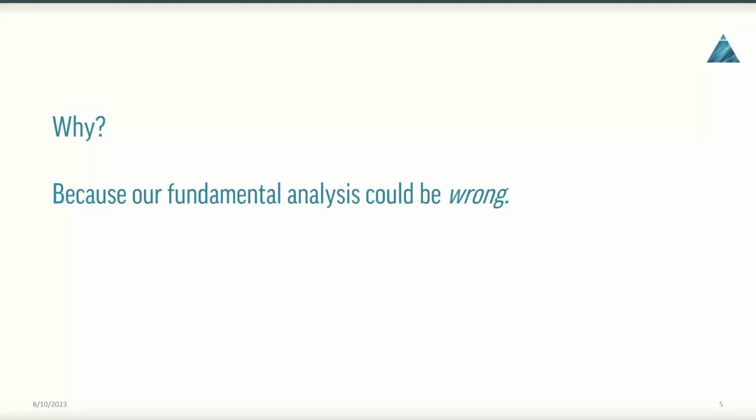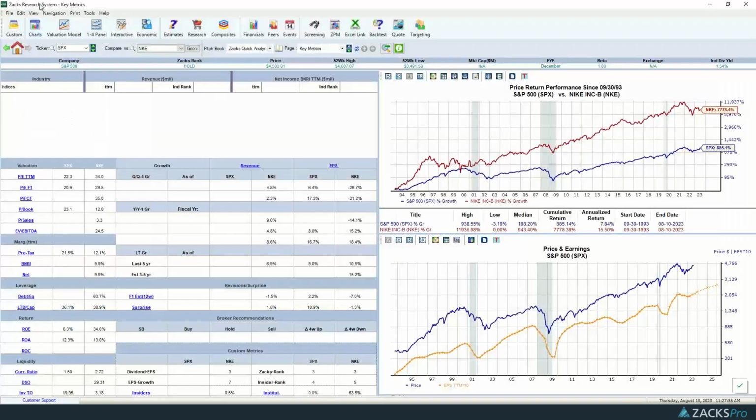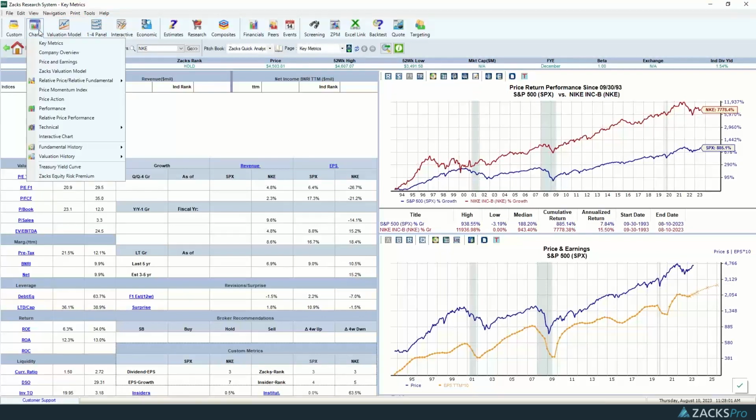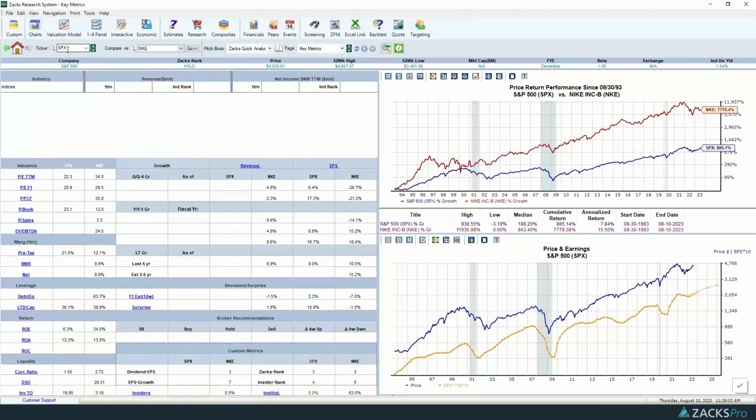Let's understand exactly what I'm going to be doing. Here's my proposal, and it's going to be extremely simple. So here, I'm going to dive into ZRS World, and I'm going to go over here to charts. I have the S&P in here.